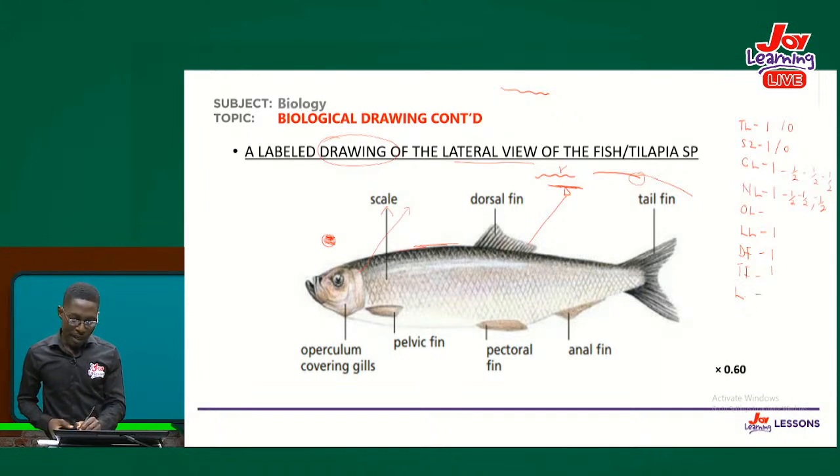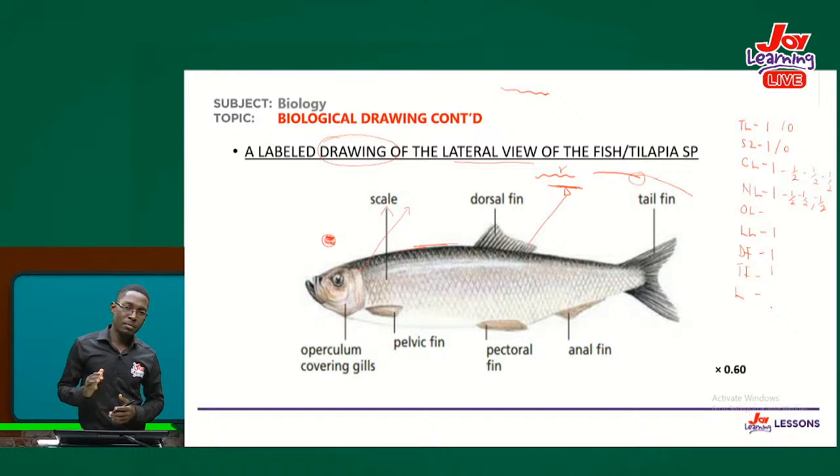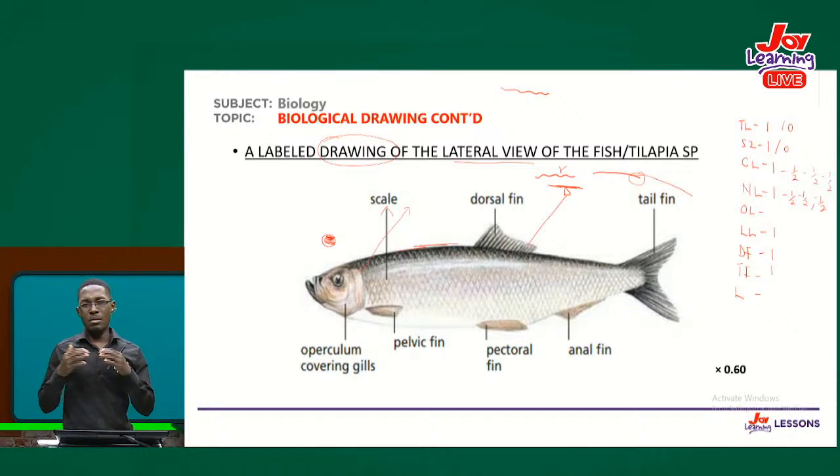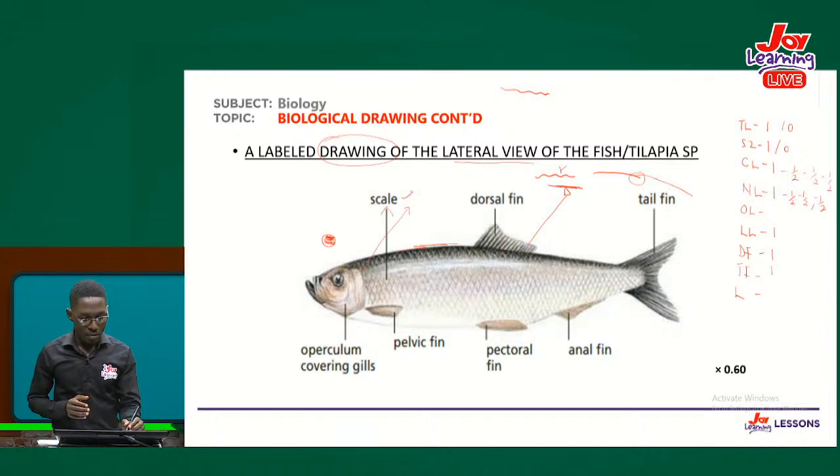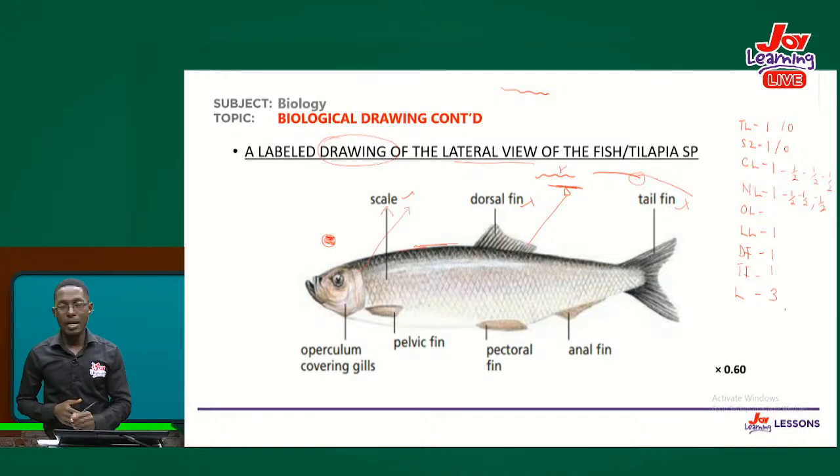Then we have labels. Usually in the practicals, marks go from 2, 3. And when they say 2 marks, we are not looking for 2 things. We give half mark to every label. So we are looking for 4 things to get 2. If it is 3 marks, we are looking for 6 things to get 3. So when we mark, let's say scale, half, dorsal, half, tail fin, half, then we'll add it up and get your total number.